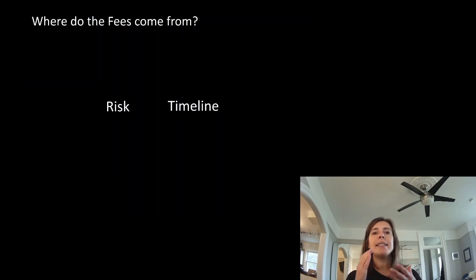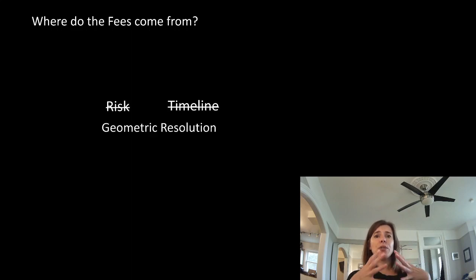So with 3D geometric resolution, why do contractors charge so much? Well, one is risk, and two is timeline. Geometric resolution being taken on by the design team cuts down on risk and timeline to the contractor. But that risk gets transferred onto our team. So our fees need to go up accordingly because we are providing an extra service. And it's not always apparent to the owner that that is the case.